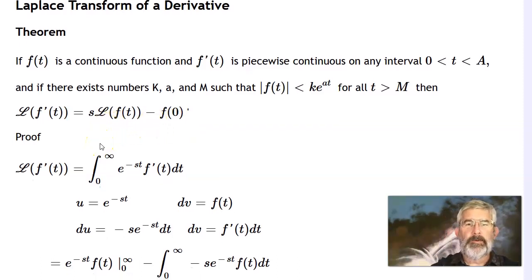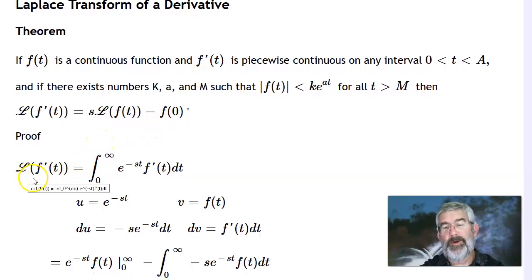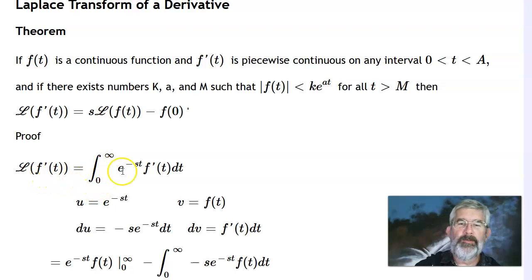Here's the proof. It's pretty straightforward. The Laplace transform of f prime of t is, by definition, the integral from 0 to infinity of e to the minus st times f prime of t dt, right? That's the way you take the Laplace transform of any function. You just multiply it by that exponential and then integrate from 0 to infinity.